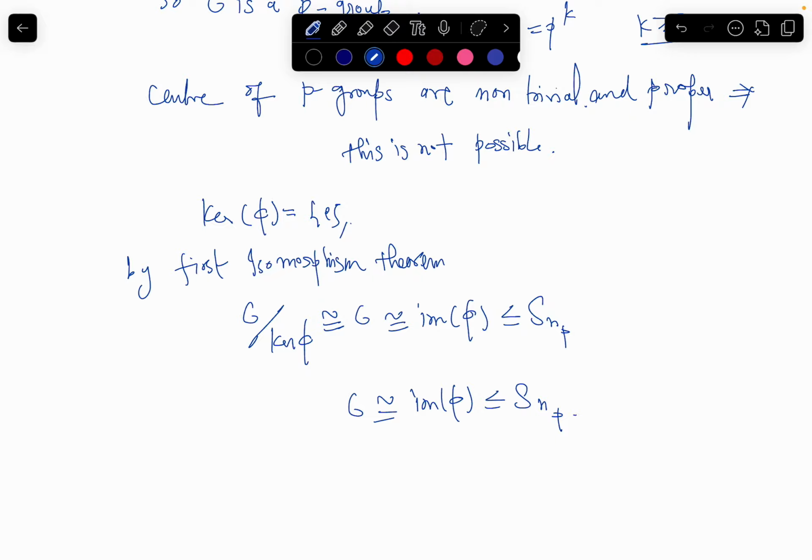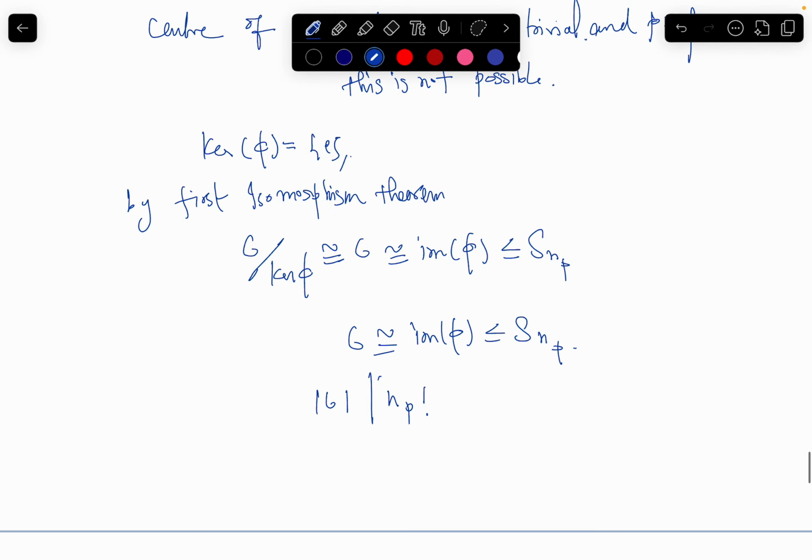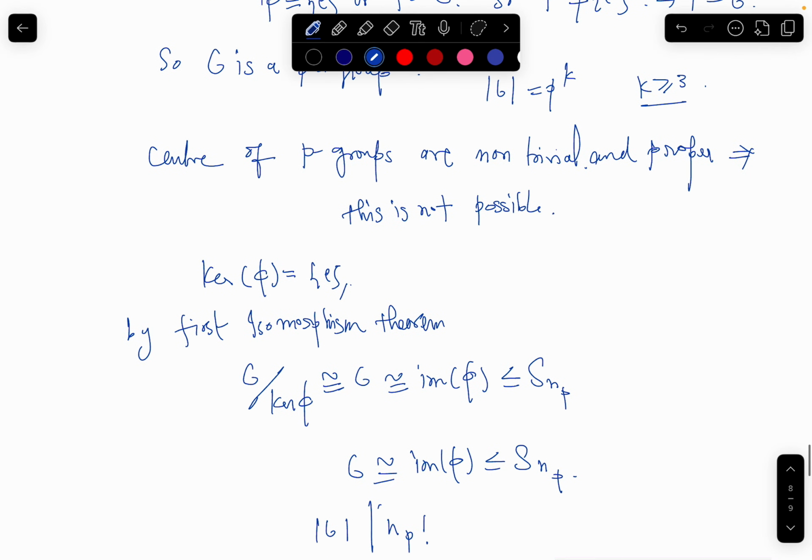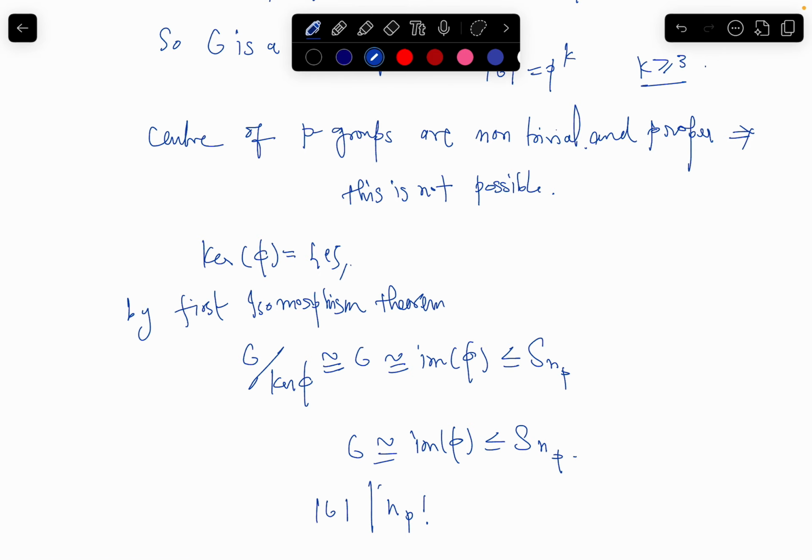So from here we have, by Lagrange's theorem, that the order of G divides N_P factorial, but this is not what we wanted, right? We wanted it to be divided by 2 again. So our guess here will be that the image of phi is contained in the alternating group A_{N_P}. To show that, we just have to understand that all the permutation representations are even.